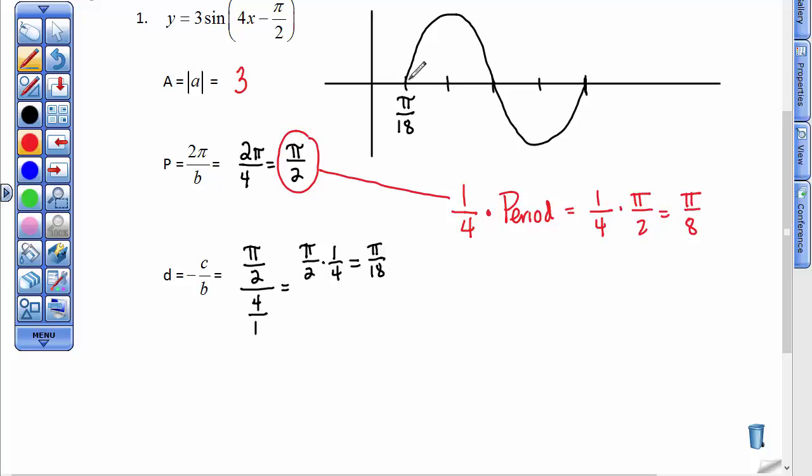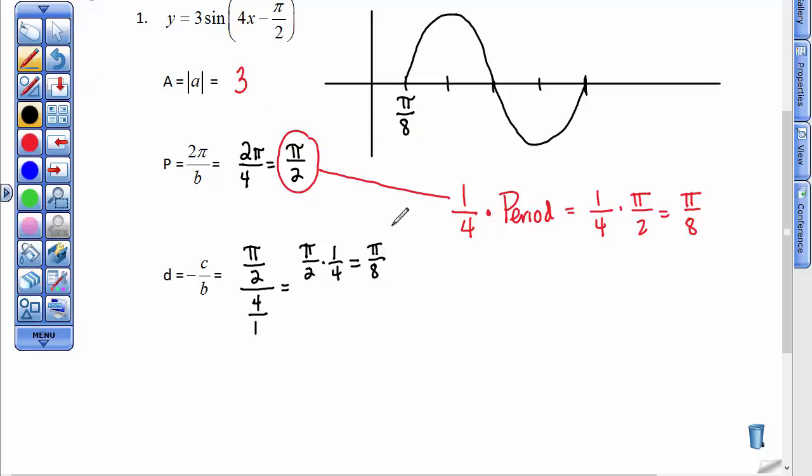So the distance from here to here, you know what, I see an error that I have, and I'm sorry if it's been bothering you all along, but I'm not going to redo. This right here, pi over 2 times 1/4 should have been pi over 8. So let's see if I can erase that. I put 18. Geesh, my apologies. So this is pi over 8, and this is also pi over 8. So I'll erase that.